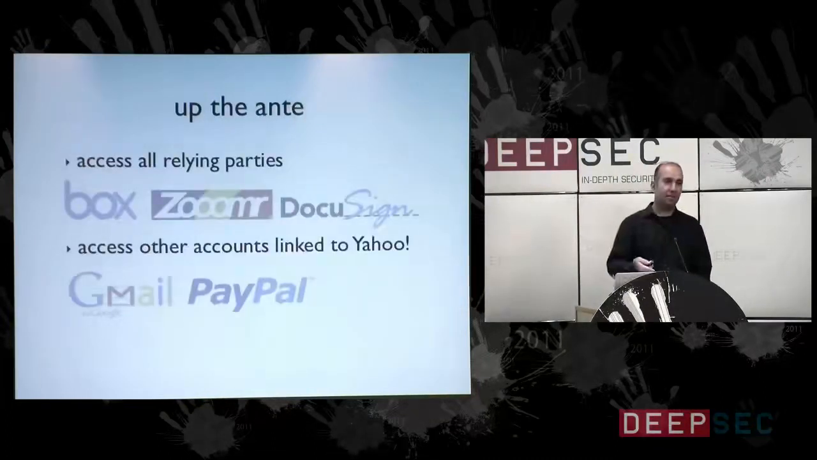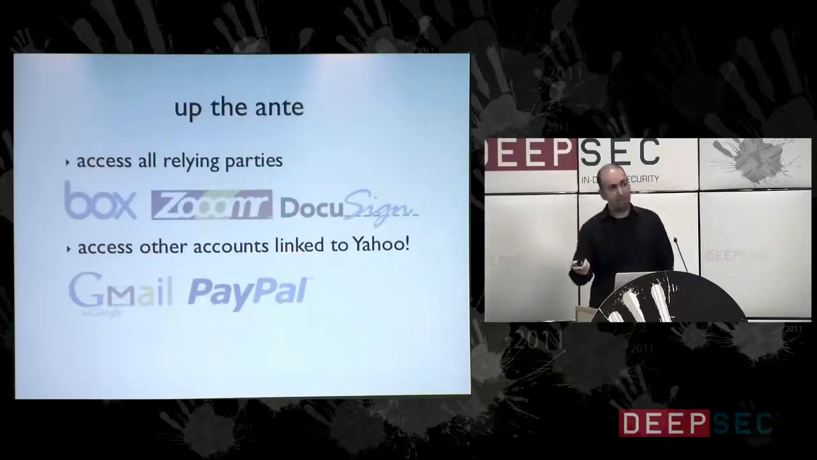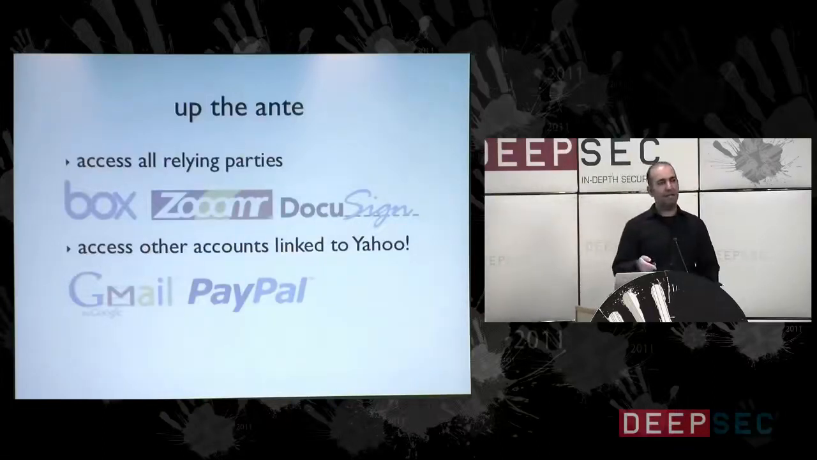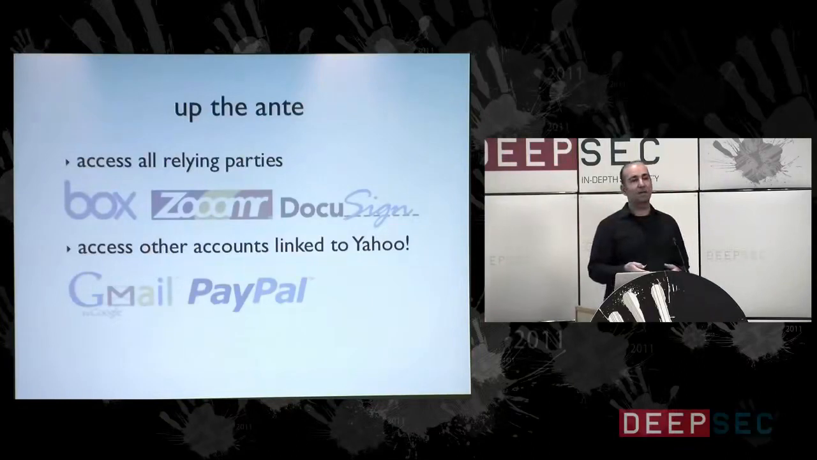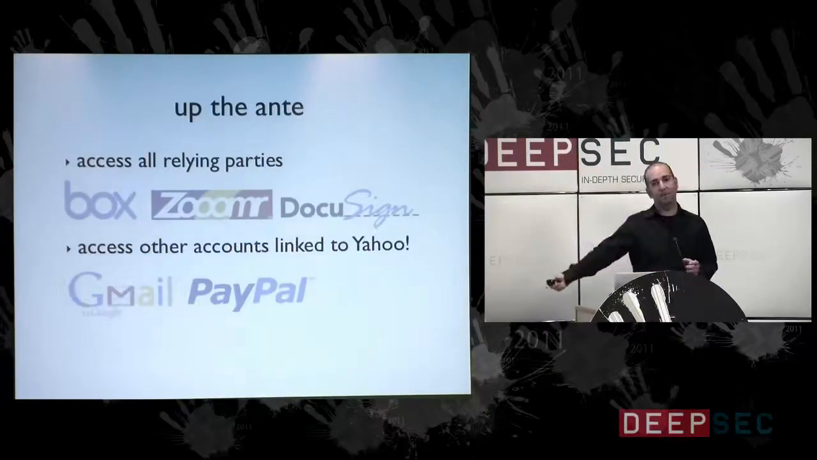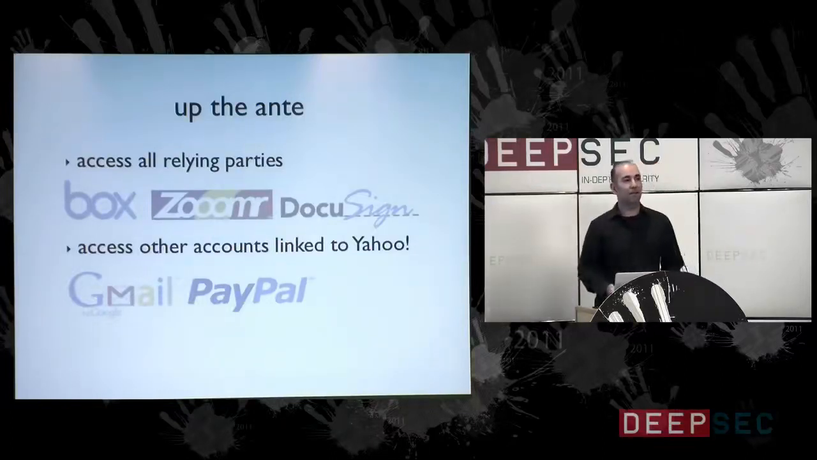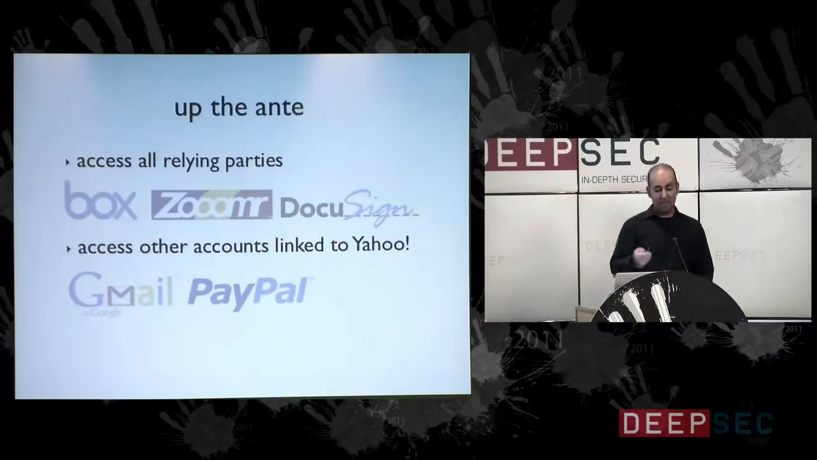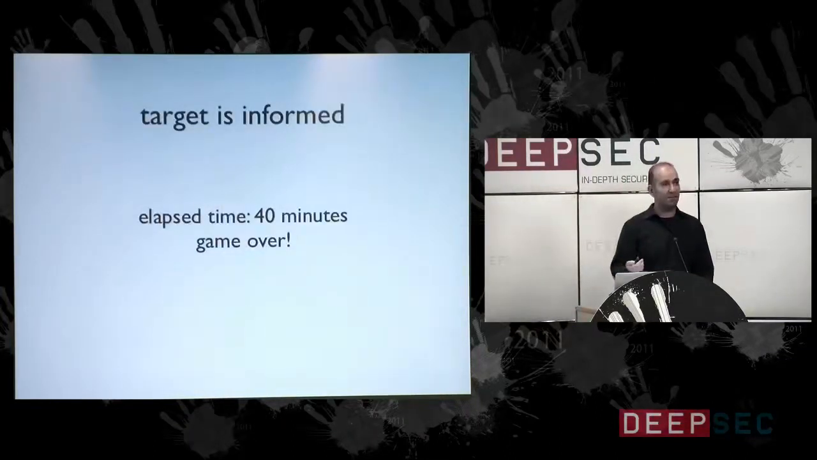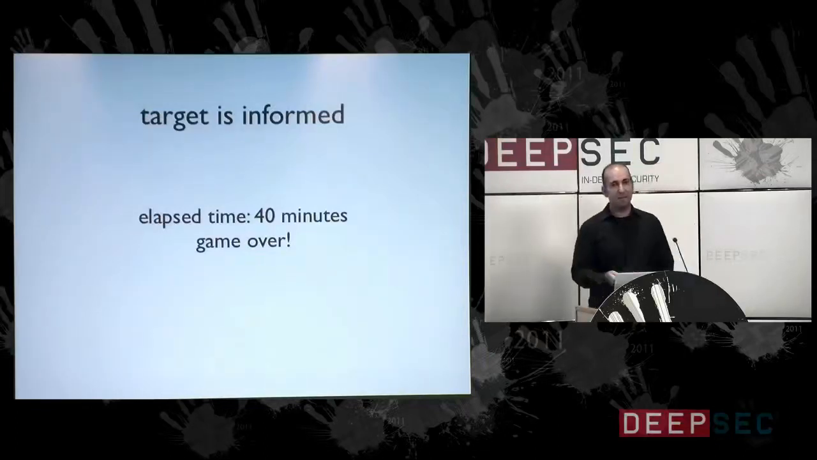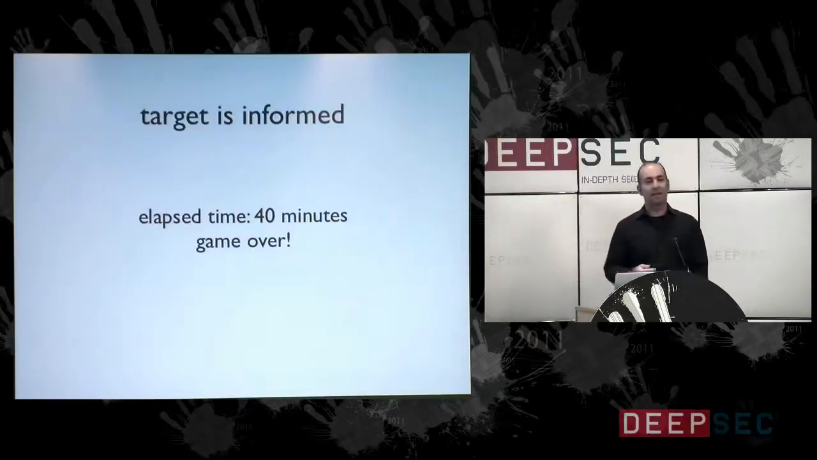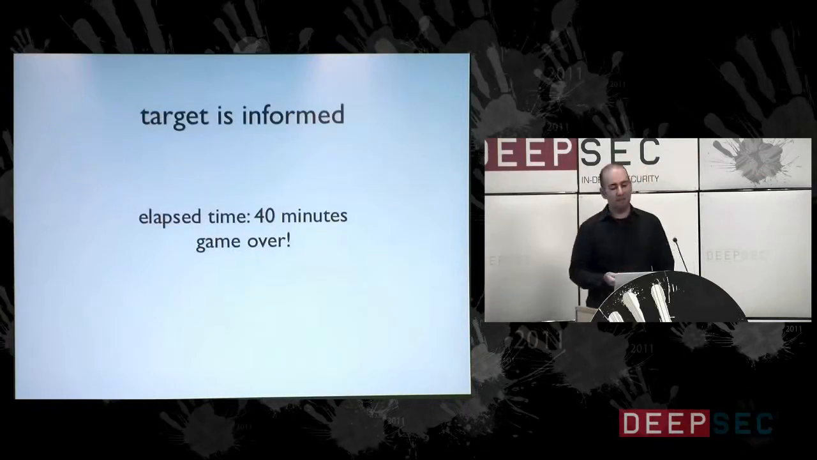After that, I accessed all his relying parties, and not only that, but he had sites like PayPal and Gmail that had their password recovery mapped to the Yahoo account. So you go to PayPal, reset my password, and it links to his Yahoo account. I was able to compromise those accounts as well and change all the passwords, and I thought it was time to let him know. So I told him what I did and gave him all these new passwords.